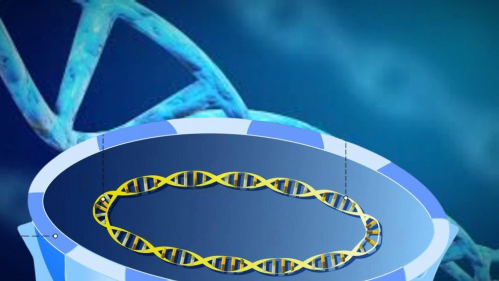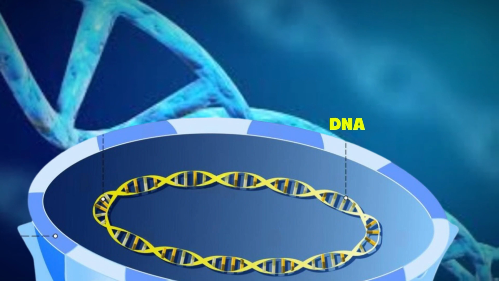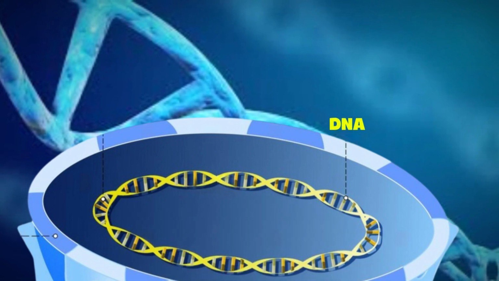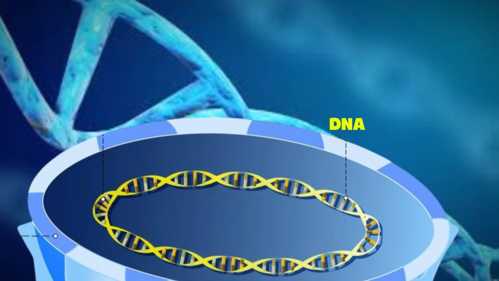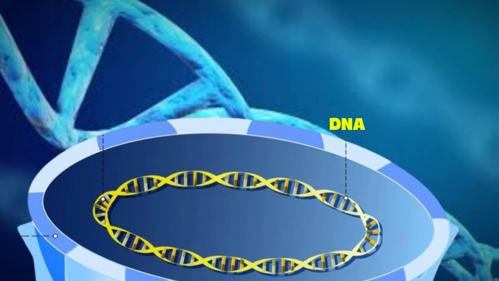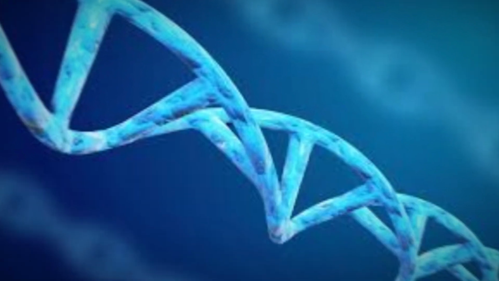Inside the capsid, there is viral DNA. The HPV genome is a circular, double-stranded DNA molecule with approximately 8,000 base pairs. The DNA encodes several proteins necessary for the virus to replicate and evade the host immune system.